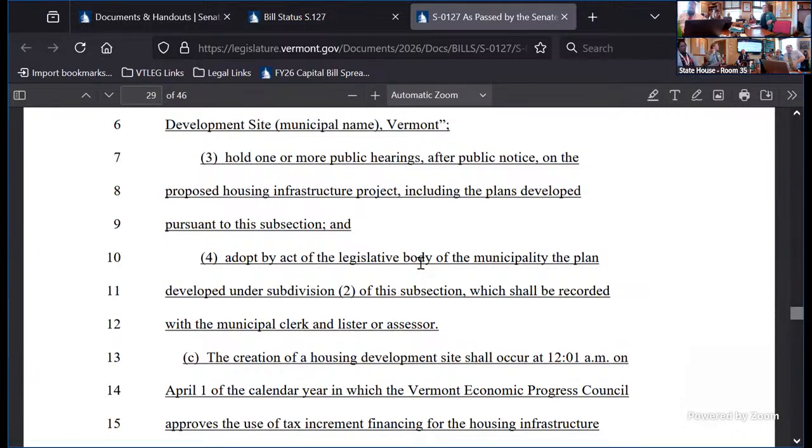Yes, and there's two pieces to call it. There's the housing development plan, which is what I'm thinking of as being enlightened by a conversation with the public, and then the development site, which is a map, basically. And as you'll see, the legislative body has to adopt by act that plan, which would be recorded with the municipal clerk and Western system.